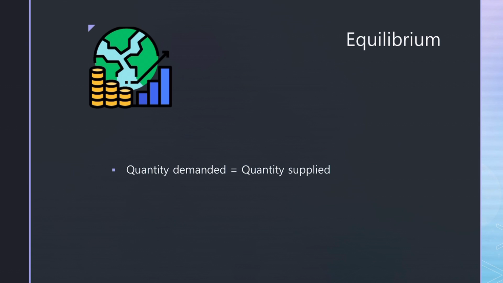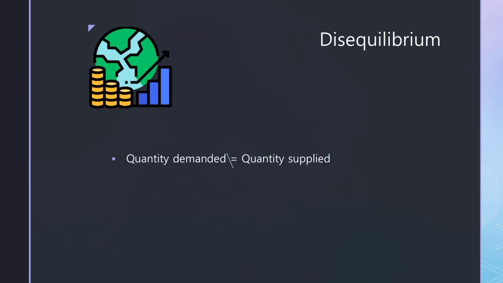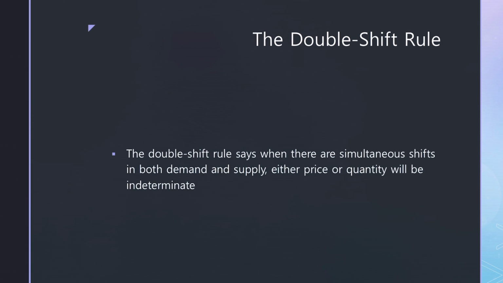It means that simply the quantity demanded equals the quantity supplied, and you're going to have to find the equilibrium lots of times further on. But then what's disequilibrium? It's the opposite of equilibrium, when quantity demanded does not match the quantity supplied.